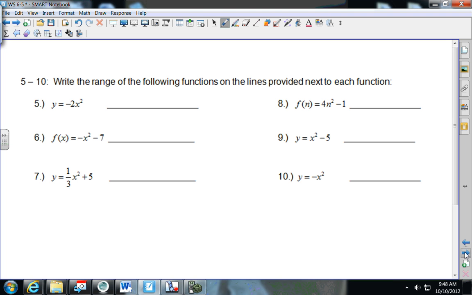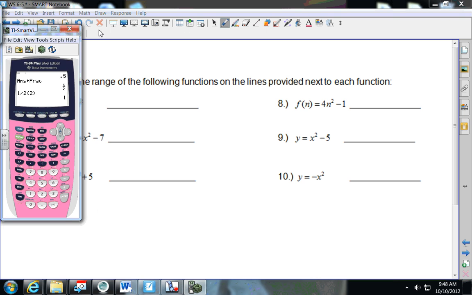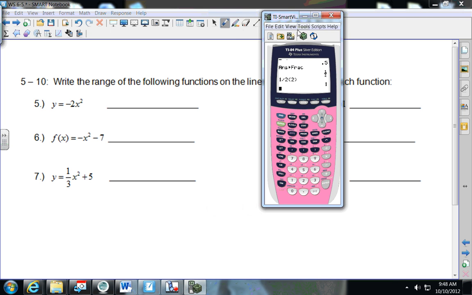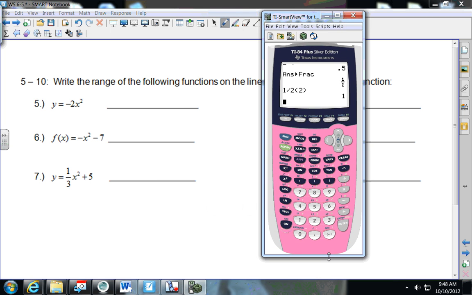Okay, now I want you to take a minute and put these in the calculator. That's one of the things you can do. If you don't have your calculator, get those. All right, go to y equals. I'm going to go into y1 and put in there -2 x squared, and I'm going to press graph.